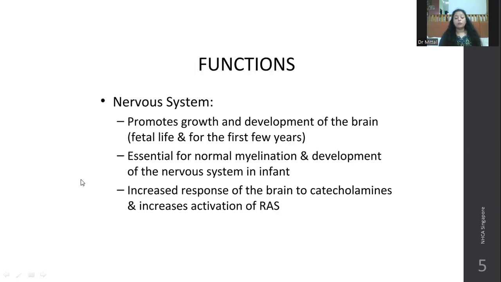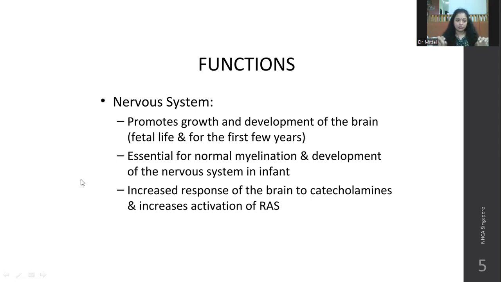Nervous system: thyroid hormones promote the growth and development of the brain, specifically in fetal life and the first few years. Specifically, if the mother is suffering from hypothyroidism, the growth and development of the brain cells of the fetus will also be affected. They are essential for normal myelination and development of the nervous system. Myelination is myelin sheath formation.